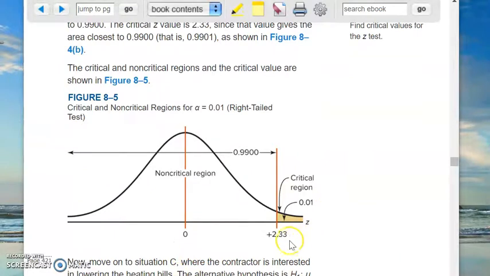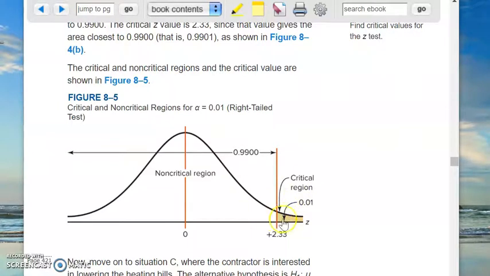So if the critical value is a Z score of 2.33, if you're to the left of that, you do not reject the null hypothesis. You say, hey, this sample value, my X bar that I got, could have been just due to random chance. It just so happens that I got that value.